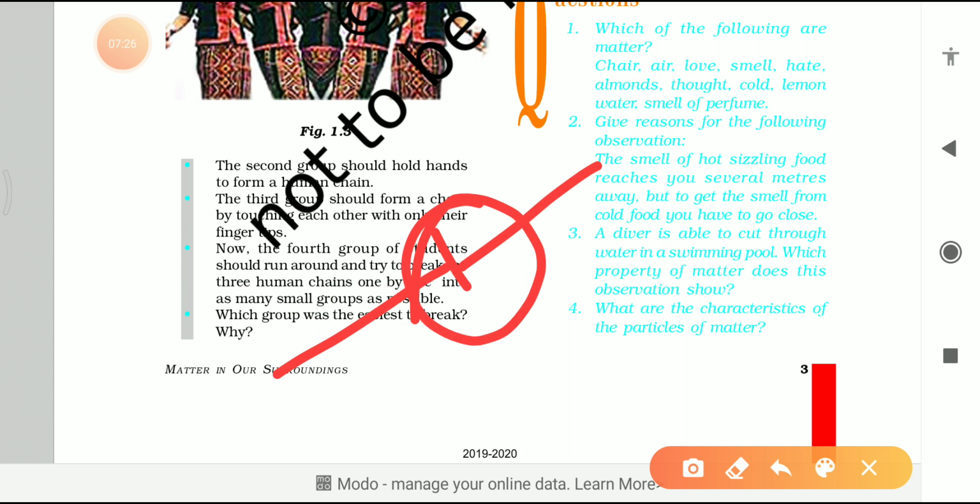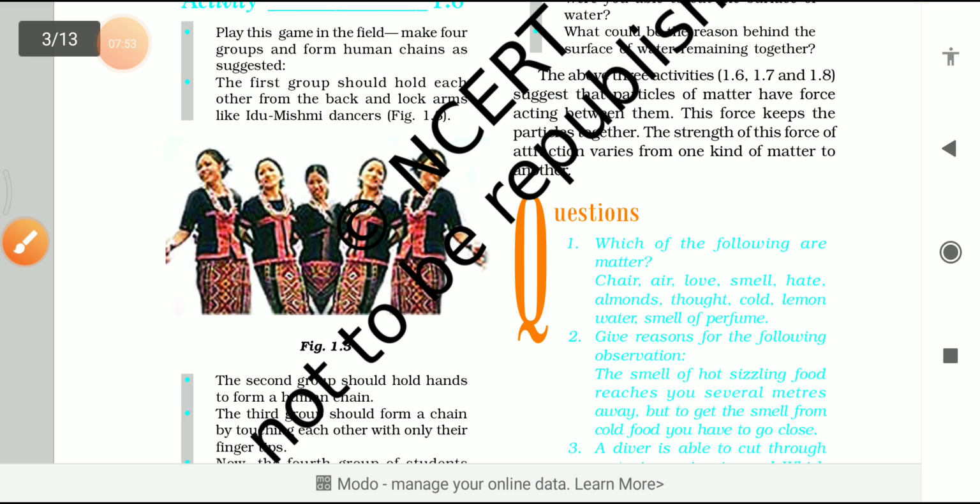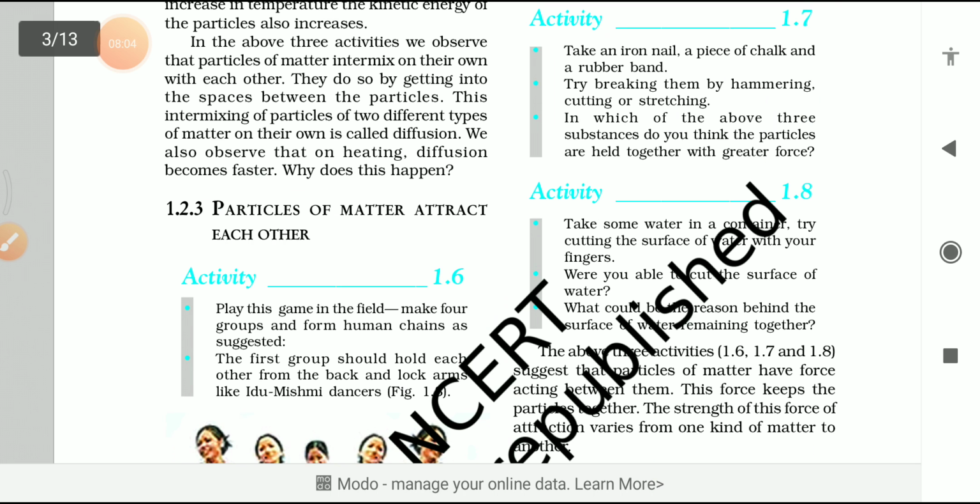If there is less force of attraction here, then we can break it very easily. Then the fourth group of students can break the human chain of the third group very easily, because they made the human chain by touching the fingers only. In this activity they want to explain only about the force of attraction with the help of this game.